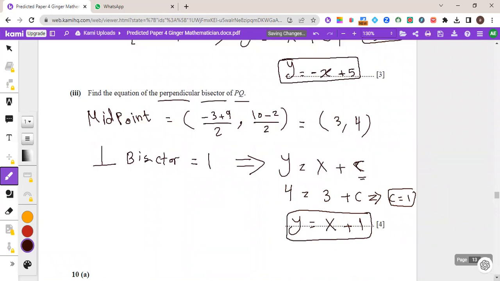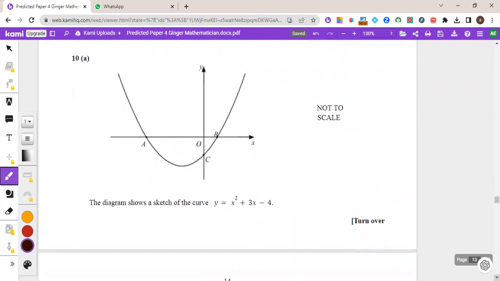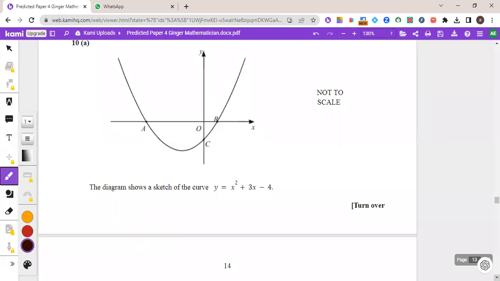Bravo Mahmoud. Question 10, we are almost done, guys. The diagram shows a sketch of the curve y equals x squared plus 3x minus 4. Find the coordinates of A, B and C. You know that A and B are the solutions of this equation, so we first need to solve this equation and then we will know the solutions.